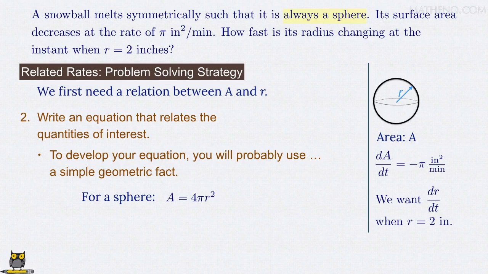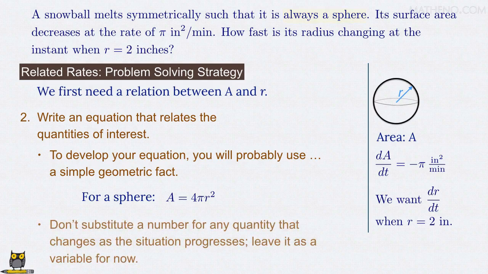Now, a very important point in our strategy is not to substitute r equals 2 inches yet. Anytime you have a quantity that changes as the situation in the problem progresses, don't substitute a value for it yet. Here, remember, the snowball melts as time passes, which means the radius changes. It isn't 2 inches at all times. And so we leave the radius as the variable r for now. We'll substitute r equals 2 inches at the end of our solution.